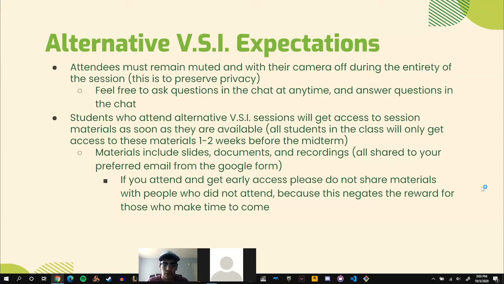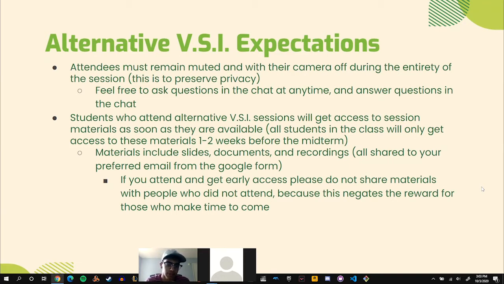But yeah, the materials include the slides that I use. If I ever use documents, that will be shared. And of course, the recording of the entire session. And the great thing about the recordings are they come with timestamps, and they cut out any of the unnecessary bits. So you can fast forward to whatever piece of the recording you think would benefit you the most.